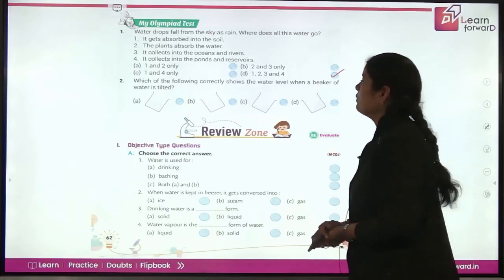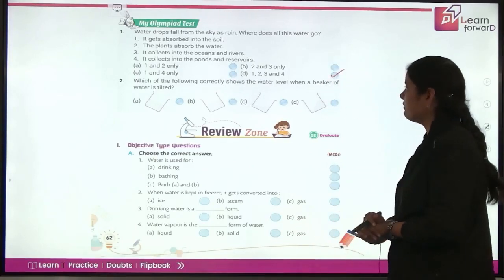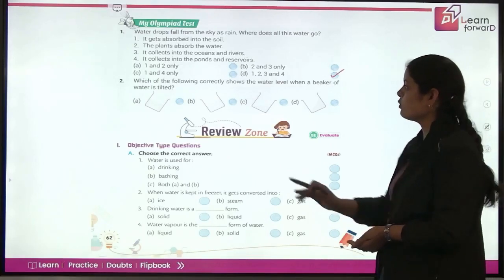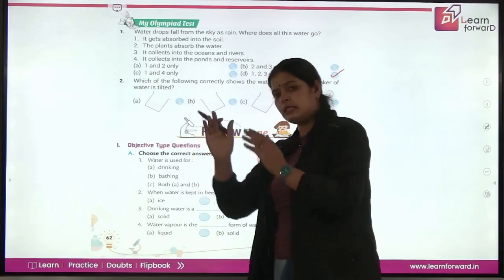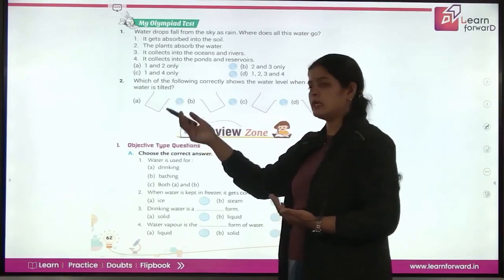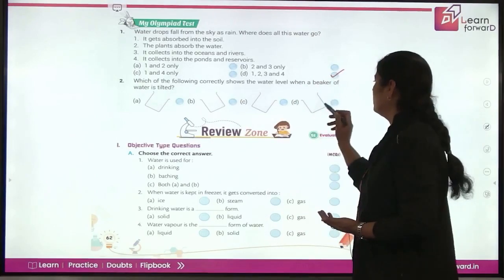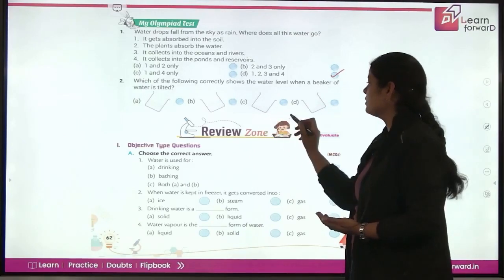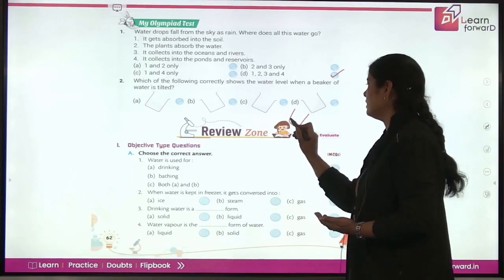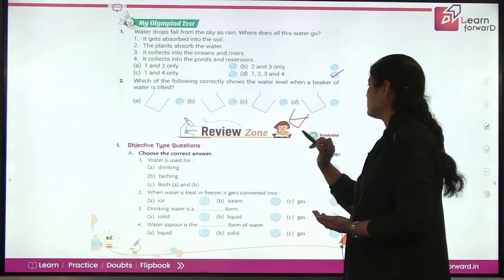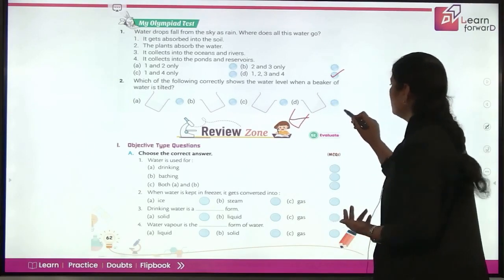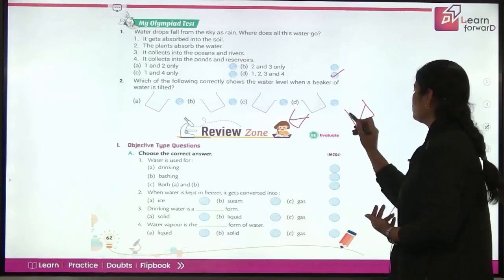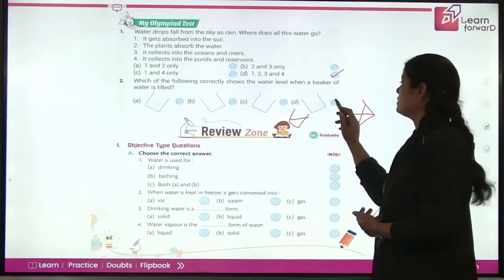Okay. Now which of the following correctly shows the water level when a beaker of water is tilted? So beaker of the water is tilted slightly. The water shape is again same. So this and this is wrong, because if we having this way, so this is correct. This is wrong because the beaker is like this and water is like this. It cannot go like this. It should be like this. Okay. So this one is correct.